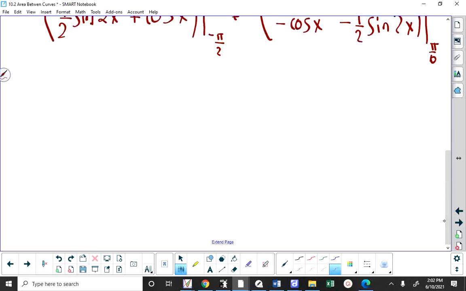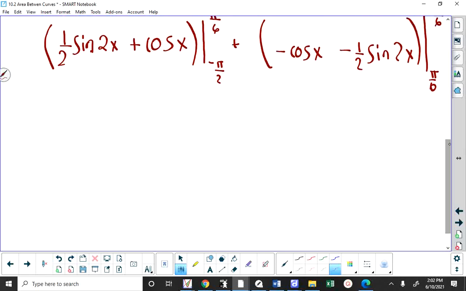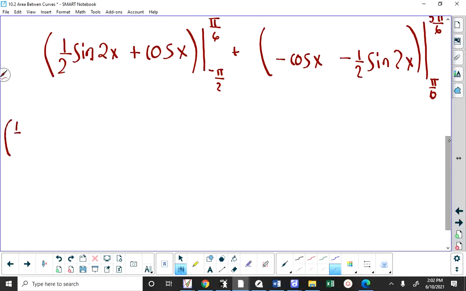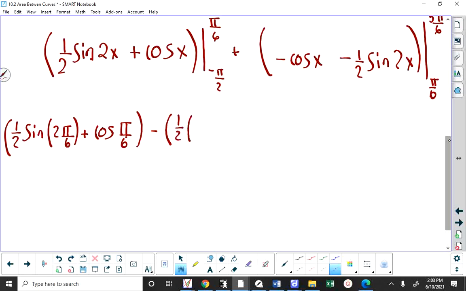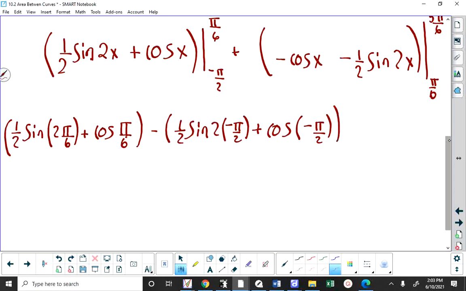Okay, so there's nothing that can be factored out here. We are going to have 1/2 sine of 2 times pi over 6 plus cos pi over 6 minus 1/2 sine of 2 times the negative pi over 2 plus cos of the negative pi over 2. I'm going to take a breather here and double check that.